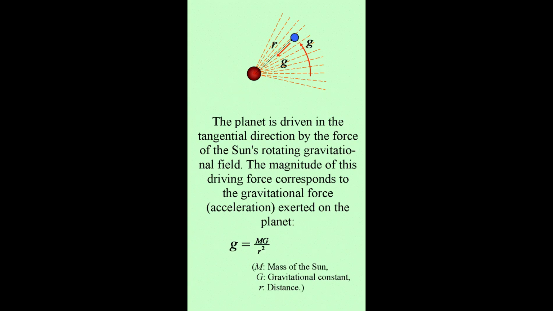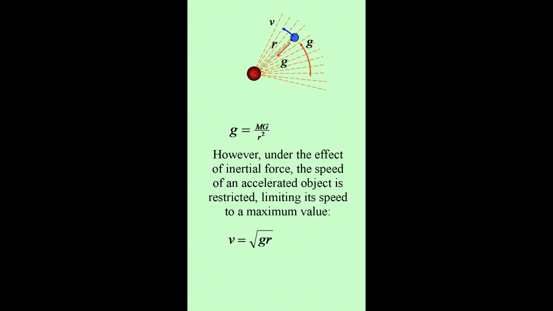The planet is driven in the tangential direction by the force of the Sun's rotating gravitational field. The magnitude of this driving force corresponds to the gravitational force, acceleration, exerted on the planet. However, under the effect of inertial force, the speed of an accelerated object is restricted, limiting its speed to a maximum value.